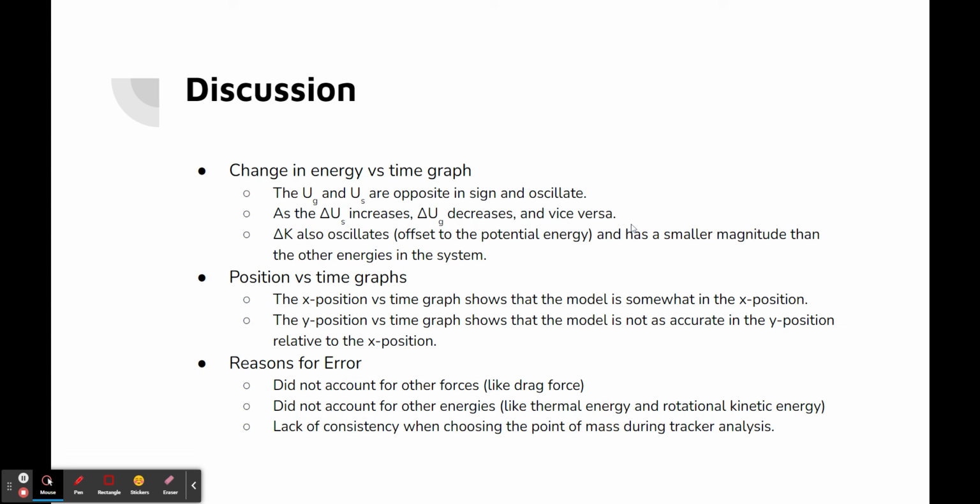So a little discussion is that UG and US are opposite in sign, and as delta US increases, delta UG decreases, and vice versa. Delta K also oscillates and has a smaller magnitude than the other energies. As I said, the X position versus time graph shows that the model is somewhat accurate in the X position, but the Y position versus time graph is not as accurate.